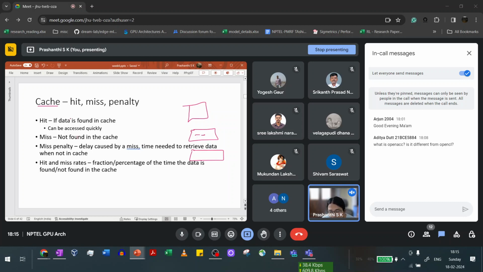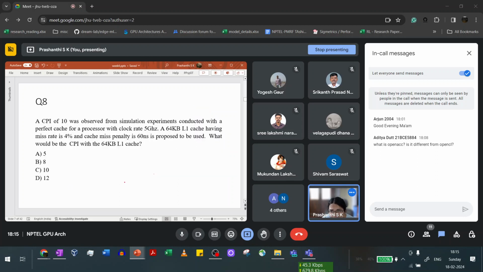So the terminology is very simple. If the data is found in cache, it's called a hit, and this means that your data can be accessed quickly. If it's not found in the cache, it's referred to as a miss, and the associated delay, because you have to go to main memory, is referred to as a miss penalty. You'll often see problems giving you a hit rate or a miss rate. Typically this will be the fraction of the time the data is found or not found, and the hit rate and the miss rate will sum up to 1, because you either find it or you don't find it. So this is a broad recap of the terminology, and I wanted to quickly go through this question.